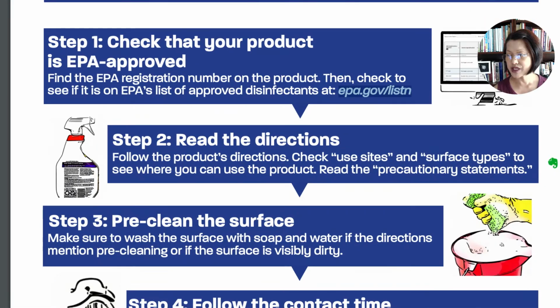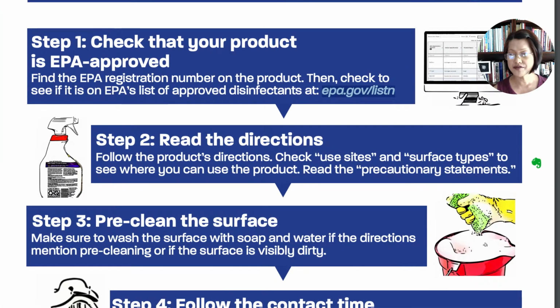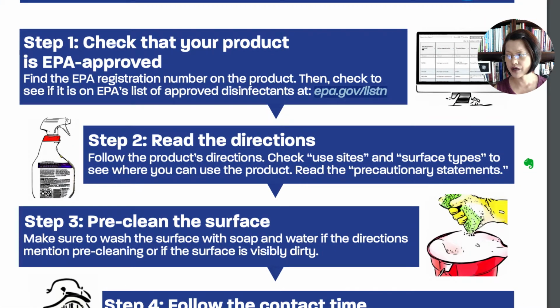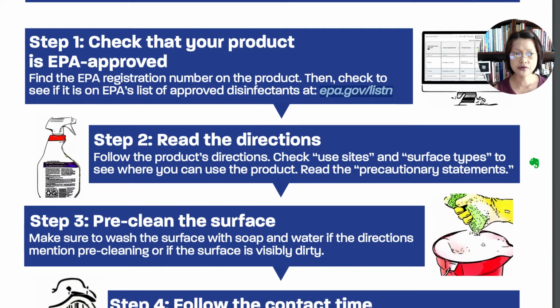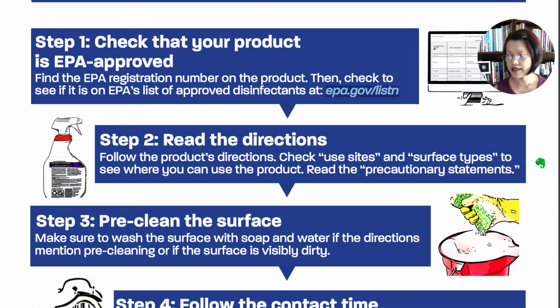Step two is to read the directions. Now, this is very important, and this is where I think a lot of people go wrong, is they don't read the directions. I know that directions are very small. I actually have a really hard time reading them, even with my reading glasses, but you just have to do it. Okay. Check use sites and surface types to see where you can use the product.